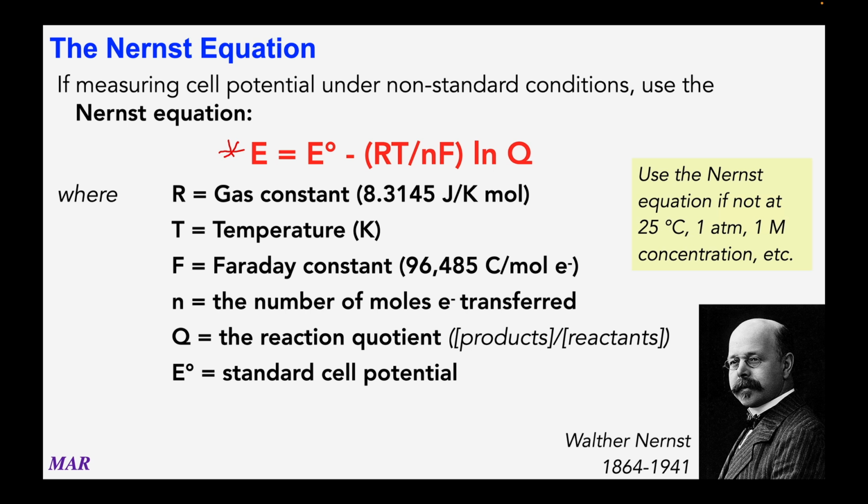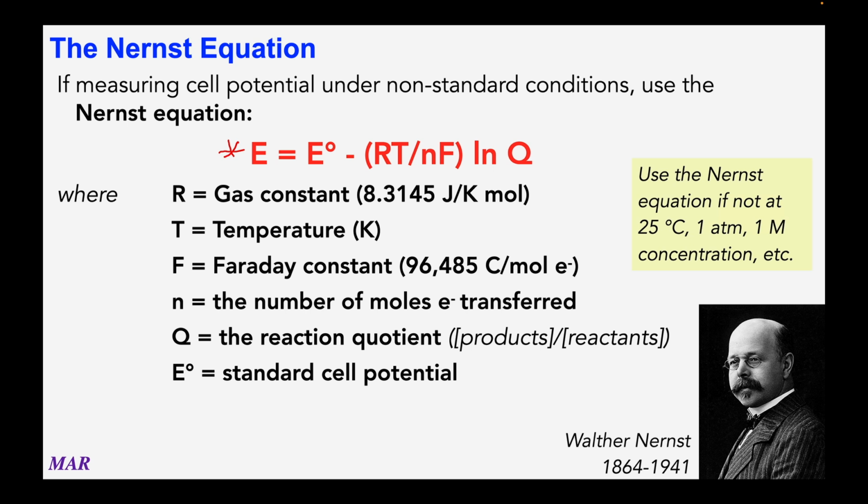Q is our good friend, the reaction quotient from the equilibrium chapter. Q looks just like K. It's products over reactants, and this is where you can use 0.01 moles per liter instead of 1 mole per liter, stuff like that. E naught is the standard cell potential. So in this Nernst equation, you want to first find the cell potential under standard conditions, i.e. if you're at 25 degrees Celsius, 1 atmosphere, 1 mole per liter, all that stuff.